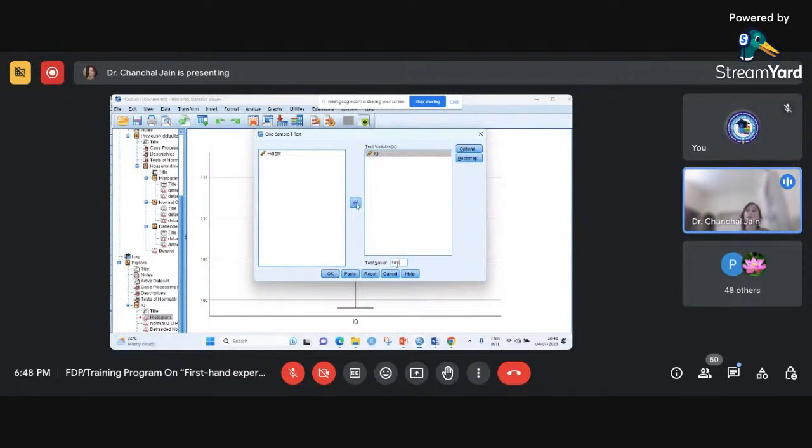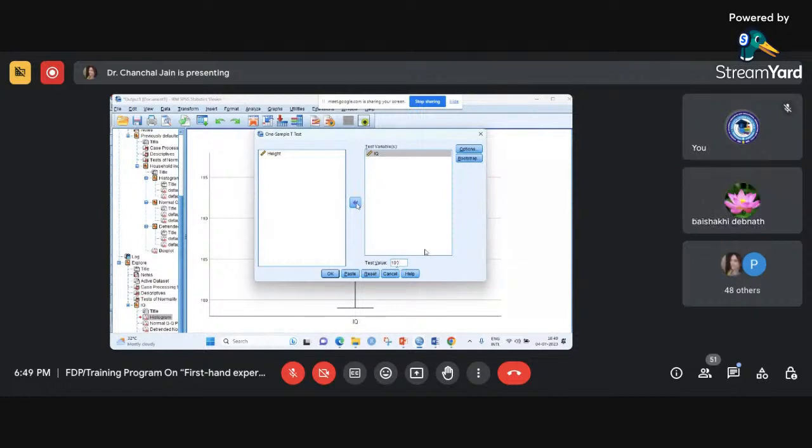For a layman, generally a particular person who is sound of mind, the minimum IQ should be 100. So we can say that average IQ should be 100 for any particular population. So I want to compare whether my sample is belonging to the same population in which the mean IQ is 100 or not, right? So that way I have typed here 100 using my keyboard in the test value. Is it fine?